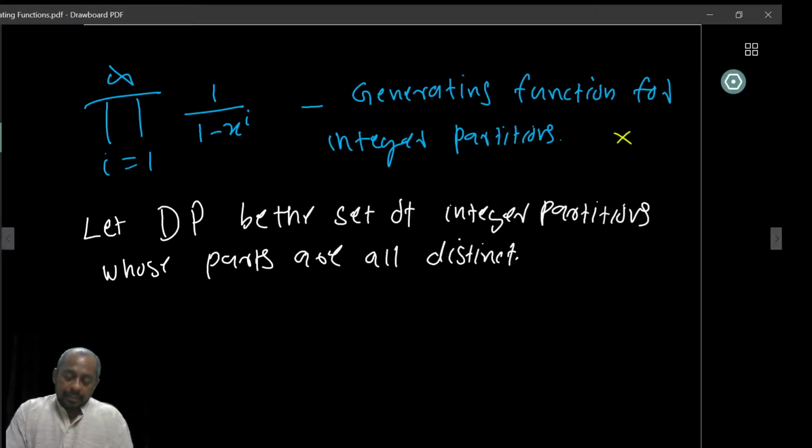Now let DP be the set of integer partitions whose parts are all distinct. I asked in a previous exercise to find the generating function for DP. In fact, I asked you to show that the generating function for DP coincides with the generating function for the partitions of an integer into odd parts, instead of distinct parts. That is an aside. I hope that you have found the generating function for DP. Anyway, we are going to discuss it.